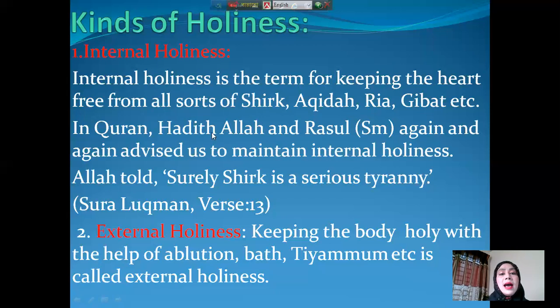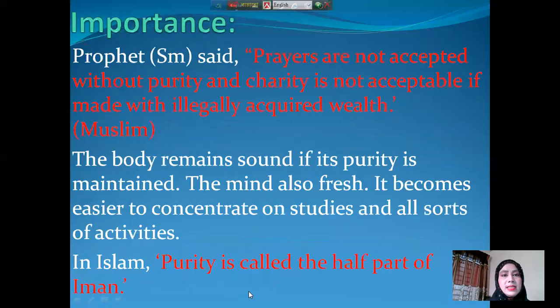Then in Quran and Hadith, Allah and Rasul Sallallahu Alaihi Wasallam again and again advised us to maintain internal holiness. Allah told, surely shirk is a serious tyranny. So here you see shirk is one very bad thing. Then Surah Luqman verse 30. Then external holiness, keeping the body holy with the help of ablution, bath, tayammum, etc. Okay, then go to the next slide.